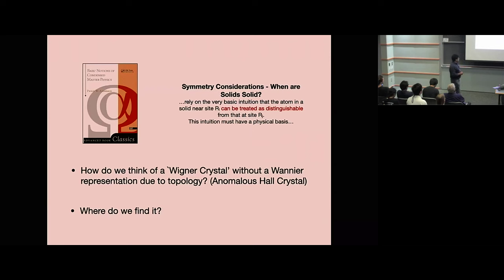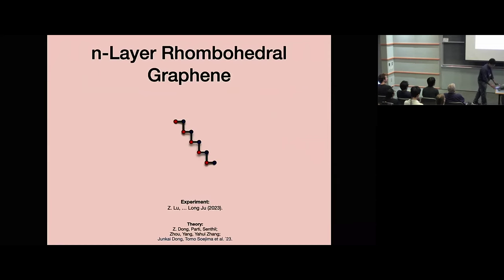So it's interesting to think about the state for those fundamental reasons, and also, you'll have a quantized Hall effect and so on. So there will be phenomena that are unique to the system. But another question would be, where would you find it? What are the physical systems where this might occur? That brings us to n-layer rhombohedral graphene.